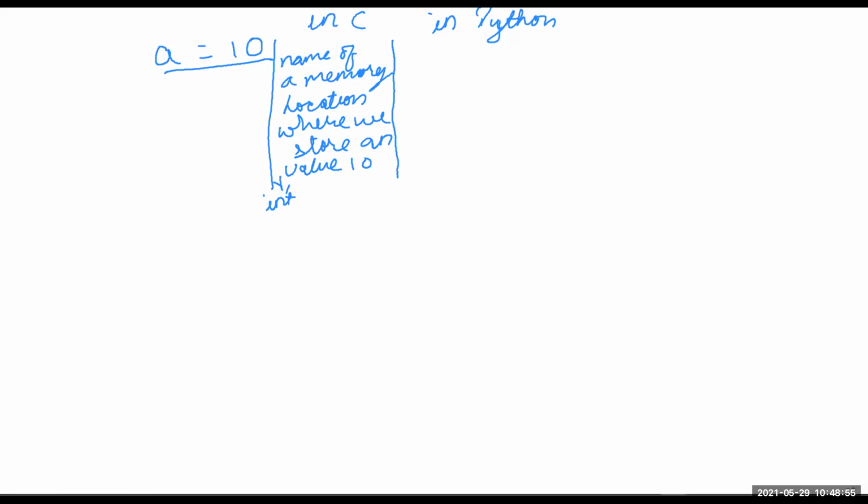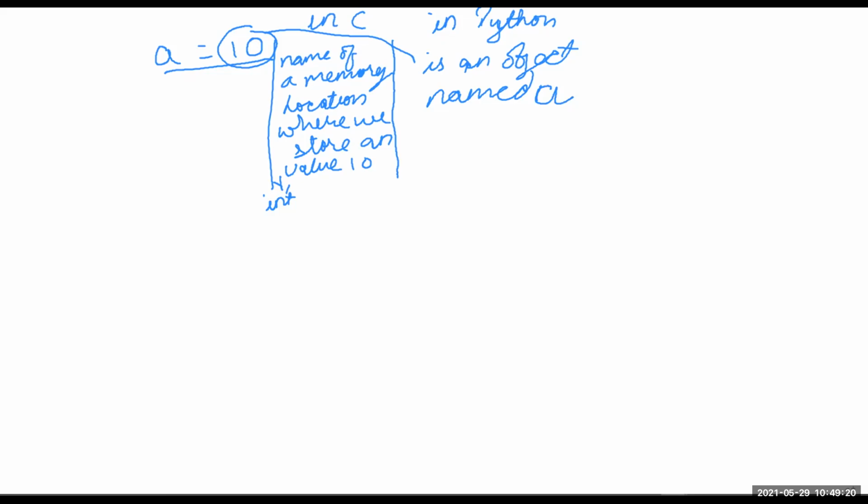In Python, the concept is very, very different. In Python, A is not that important. The value is important. In Python, this 10 is an object named A. Okay, it is an object named A.